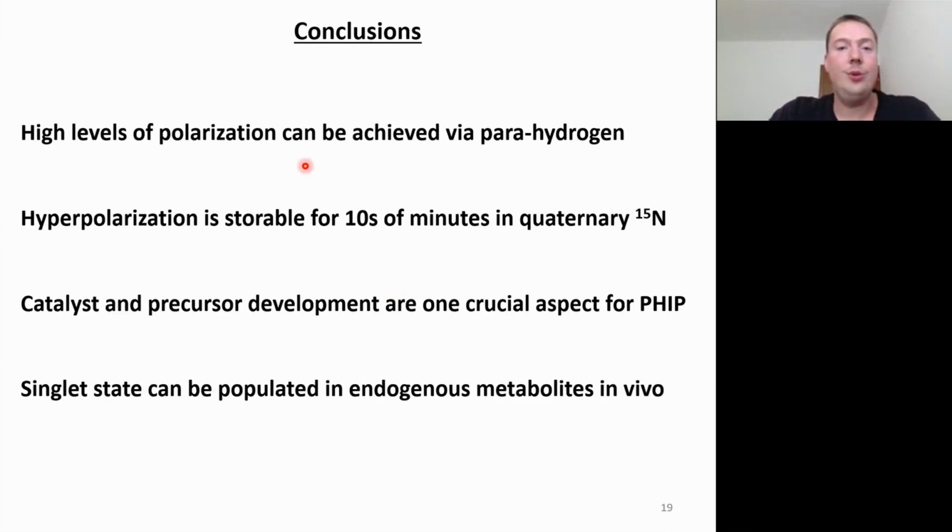So with this I would like to conclude and summarize that we've seen we can create very high levels of polarization with parahydrogen. We can store this hyperpolarization for tens of minutes in quaternary 15N nuclei. I've mentioned catalyst and precursor development is a very crucial aspect for parahydrogen to get more and more molecular probes to be used potentially for molecular imaging. And I've shown you that most recent results show that we can actually populate singlet states in endogenous metabolites in vivo. And we're looking very much forward to explore all these things further in the future.